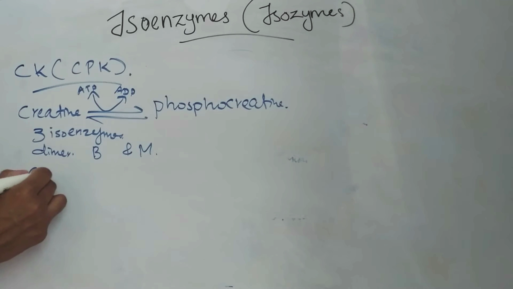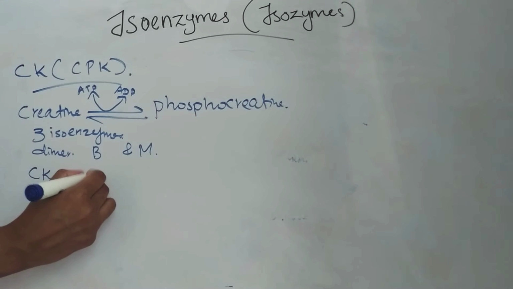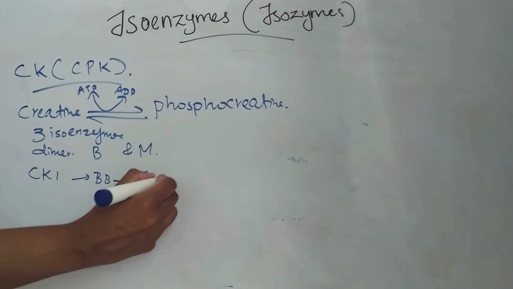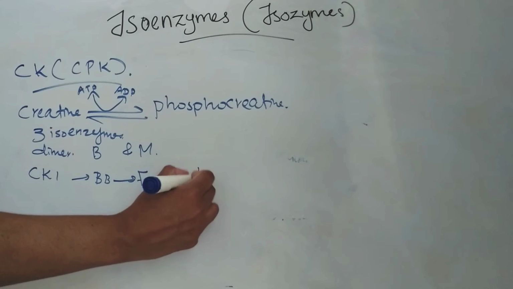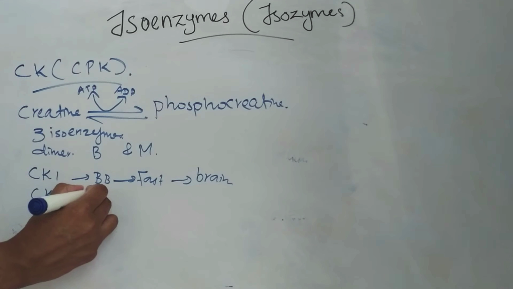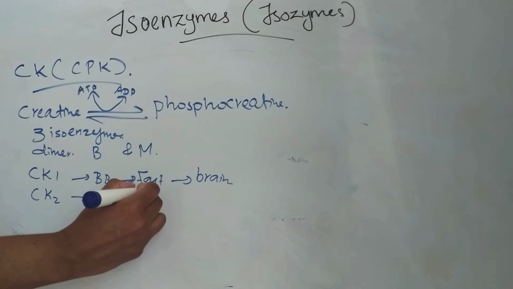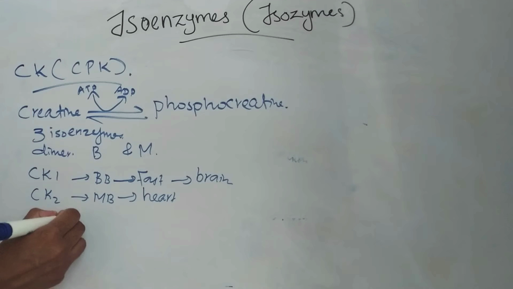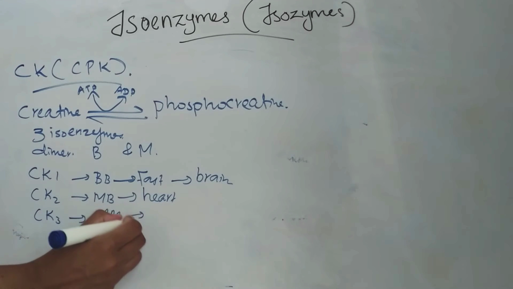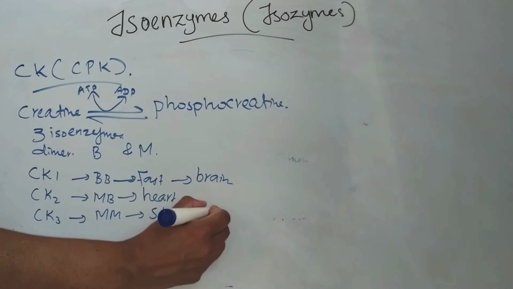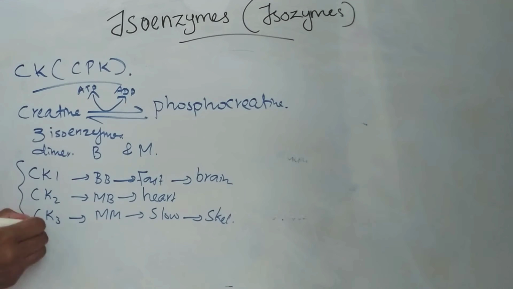So the combinations are: CK1 is BB, the fast moving one, seen in brain. CK2 is MB, specific to heart. CK3 is MM, the slow moving one, mainly present in skeletal muscle. So these are the isoenzymes CK1, CK2 and CK3.